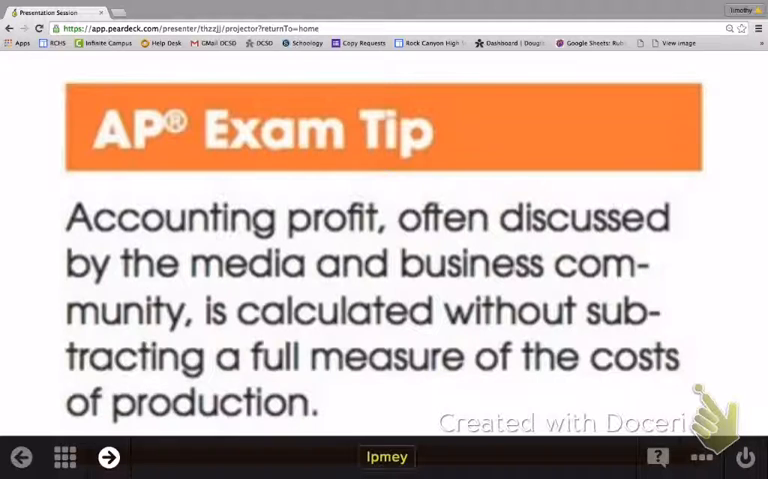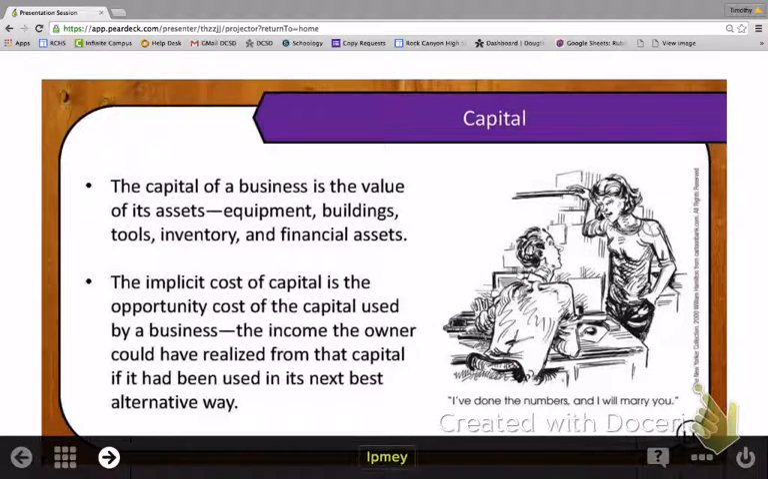So here's a key tip to understand. Accounting profit, often discussed by the media and the business community, and what we normally think of as profit, is calculated without subtracting a full measure of the costs of production, which include all those other things that you give up. And that's what economists do.